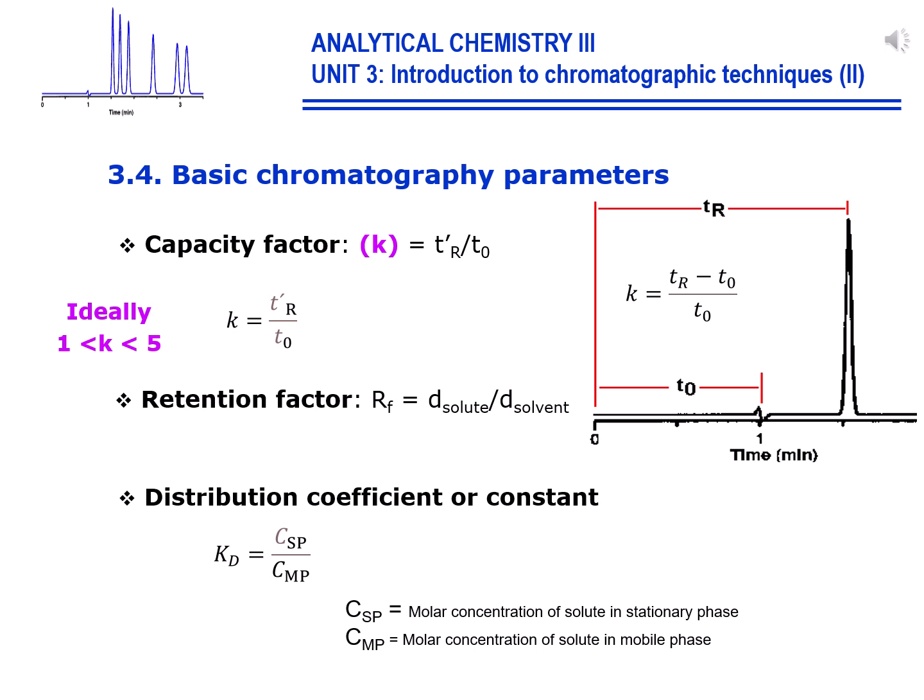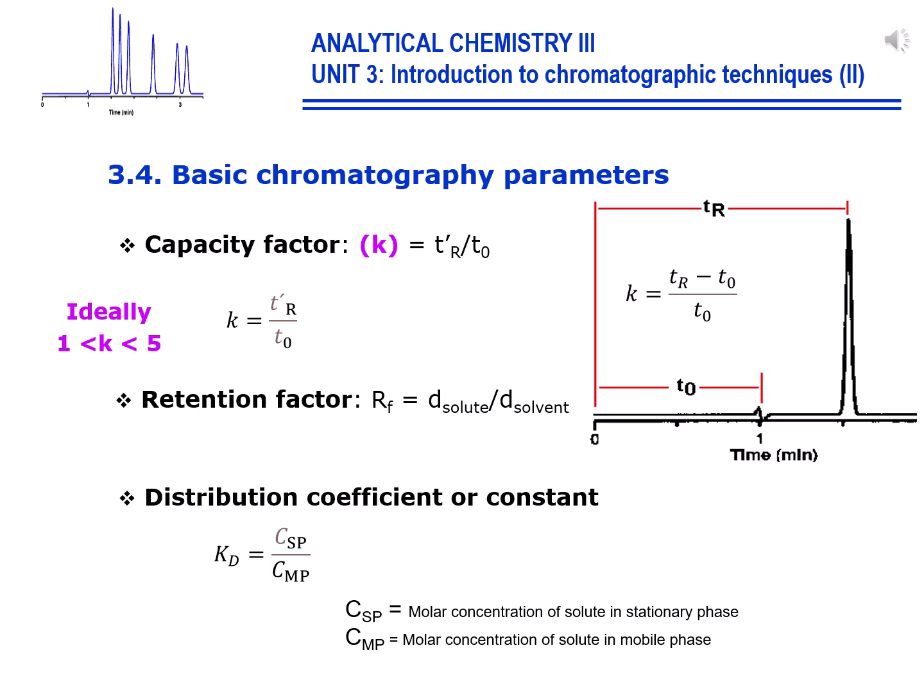Ideally, it should be between 1 and 5, because if the value is higher than 5, the retention times are too long, thus increasing the analysis time and bandwidth. If, on the other hand, it is less than 1, the retention times are too short, hindering the determination of a solute. In planar chromatography, the retention factor is calculated as the quotient between the distance traveled by the solute and the distance traveled by the solvent.